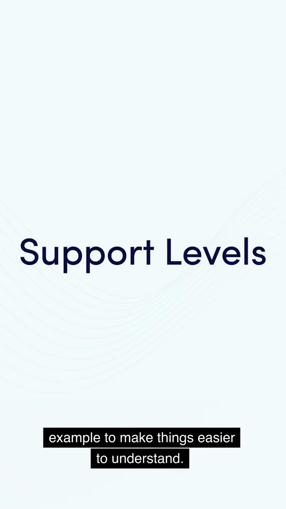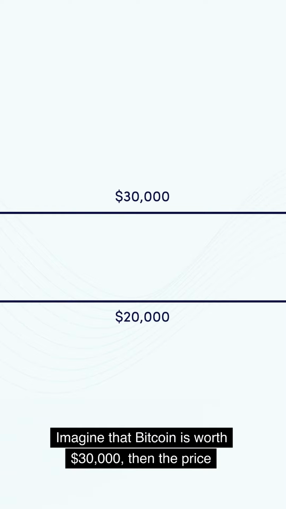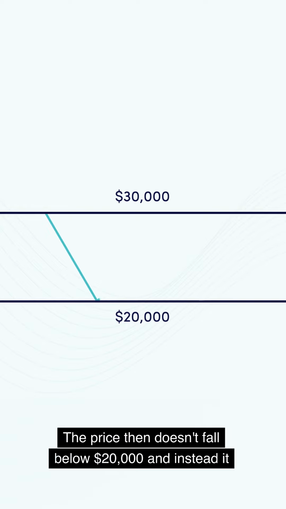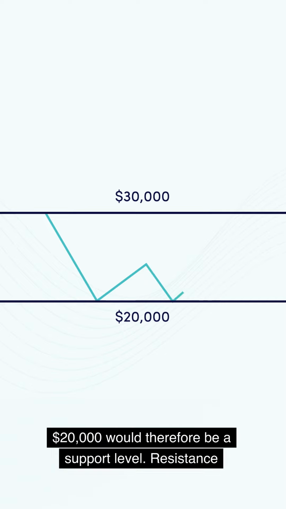Let me give you an example to make things easier to understand. Imagine that Bitcoin is worth $30,000. Then the price starts falling and it reaches $20,000. The price then doesn't fall below $20,000 and instead it starts rising back again. $20,000 would therefore be a support level.